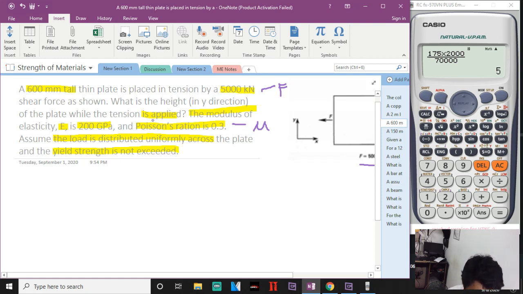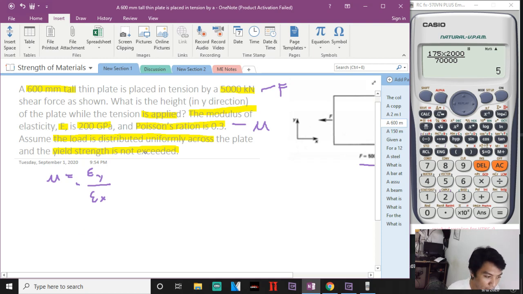We take note that the Poisson ratio is the strain at lateral or at X over strain at longitudinal. That is Y. Hindi, baliktad ata. Lateral is Y. Longitudinal is X. Longitude ito, along the length. Yung Y along the height. So that is negative. That is your Poisson ratio.